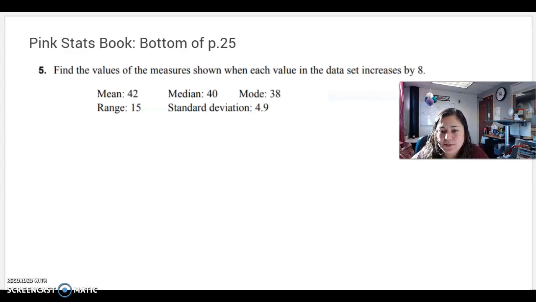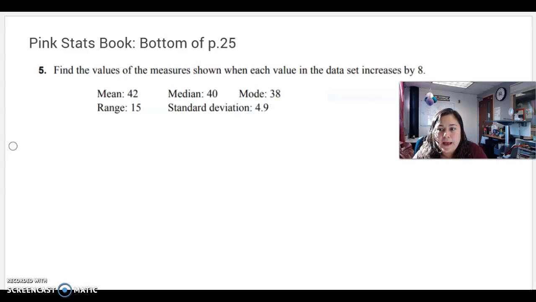I'm going to do two examples. We don't actually have a data set. We've been given the measures of center and measures of variation already. And the problem asks, find the values of the measures shown when each value in the data set increases by 8. So that's like adding 8 to every value in a data set that we don't actually have. What does that do to these measures of center and variation from the original data set?